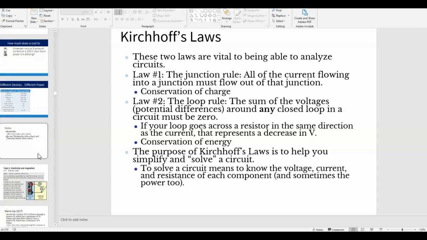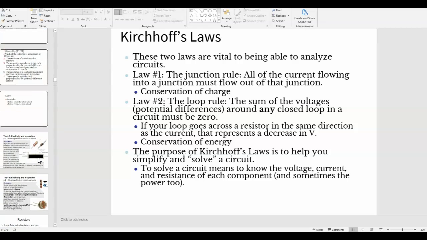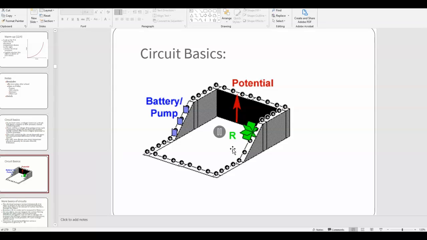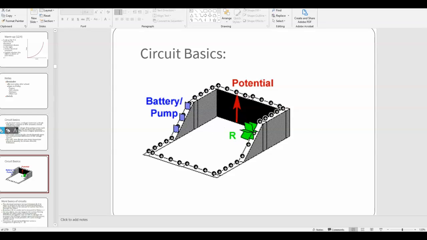Okay, so going back to that animation that we've seen a few times before. This is a really basic animation, a really basic circuit because there's only one component, but the principle is the same. The loop rule basically says if you pick any point along this circuit and make a path going all the way around, by the time you come back to where you started, any place you went down in potential had to be balanced out by a place you went up in potential.